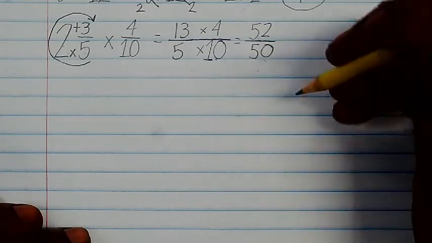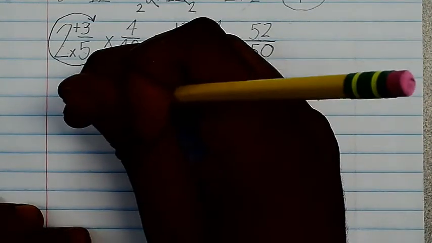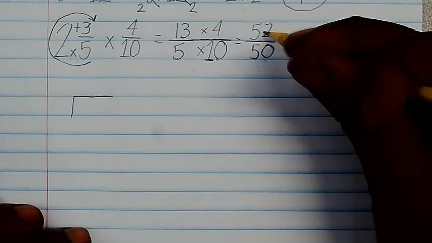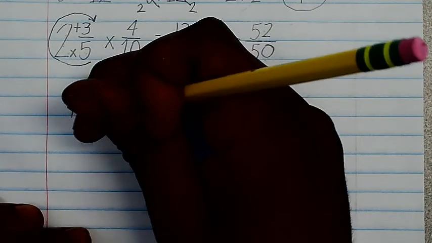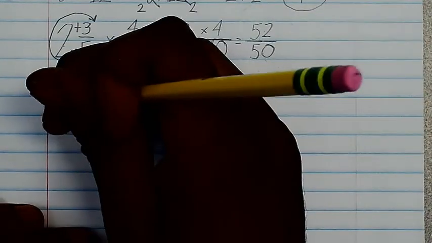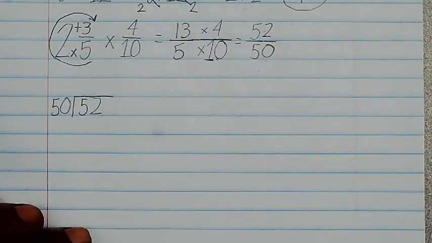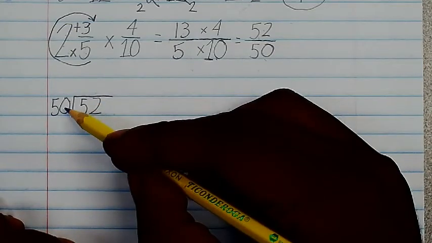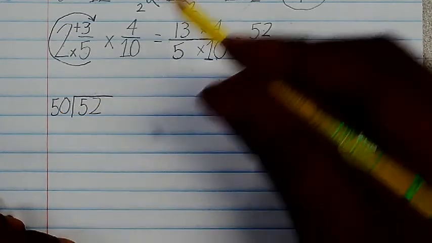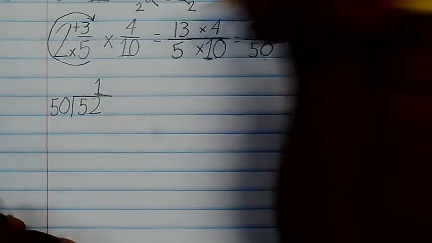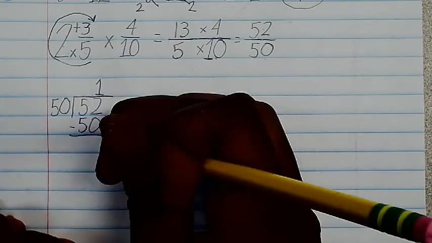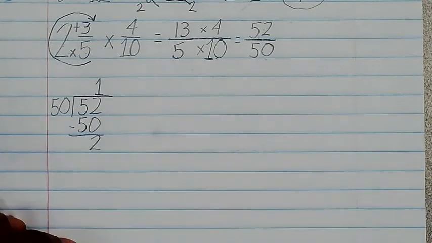So I'm going to rewrite the following here. We use that by dividing. Top value inside, bottom value out. So 52 is our dividend. 50 is our divisor. All right. So now we look for the quotient here. We can divide 52 into groups of 50 one time. We multiply and subtract 52 minus 50. That's going to equal 2.